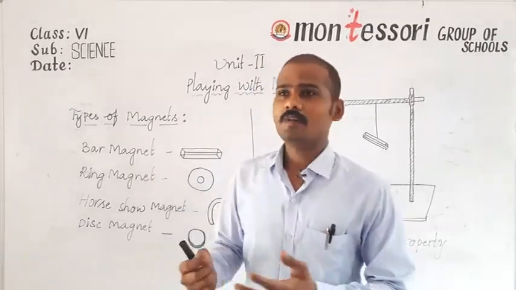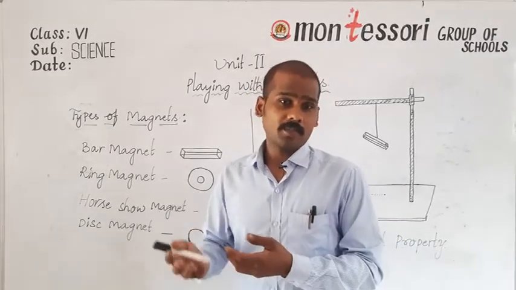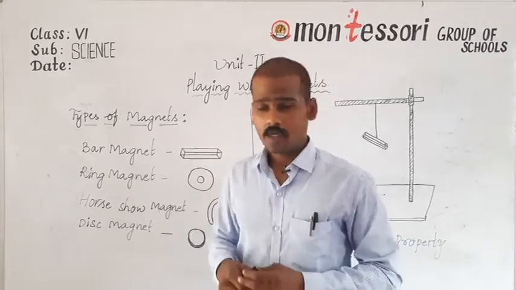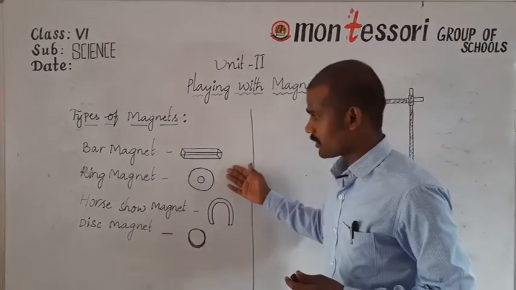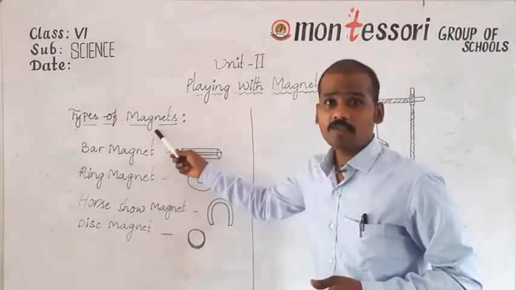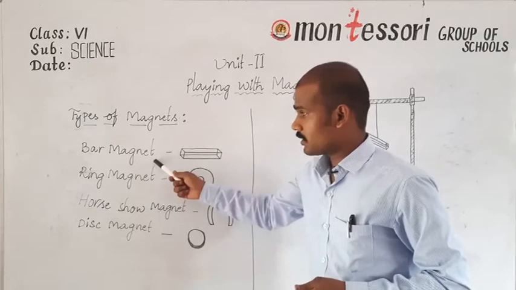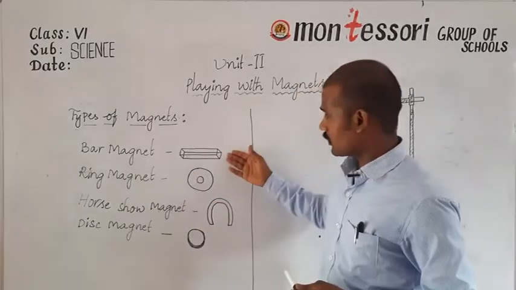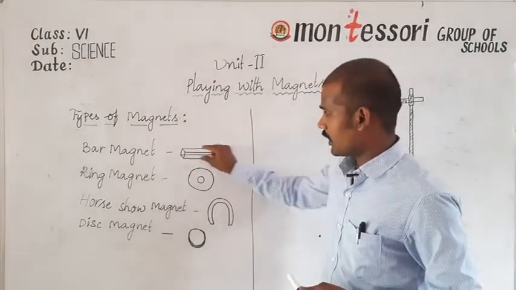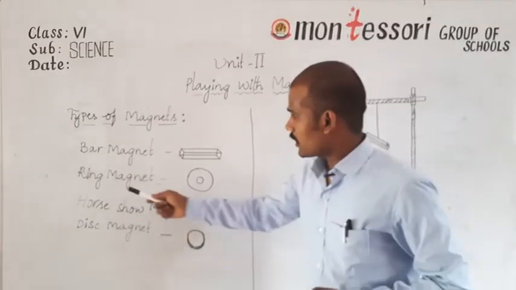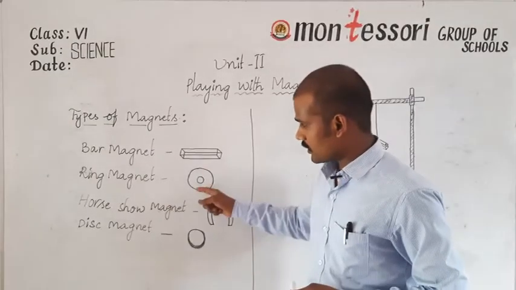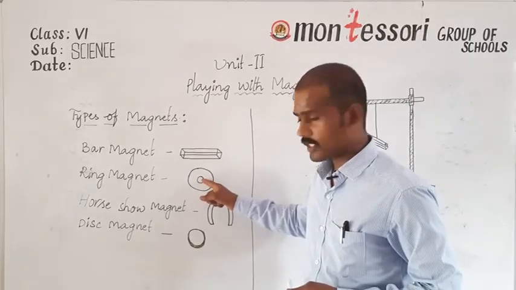Now there are different types of artificial magnets based on their shape. Here I have provided a few of them. Types of magnets: the first one is the bar magnet. It would look like this. It will be along a straight line. Next is the ring magnet. It is like this, so there would be a hole in the middle.